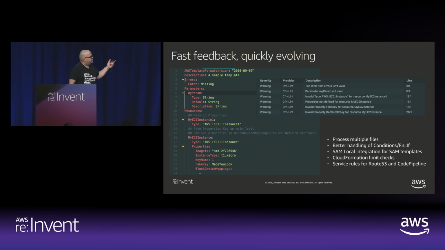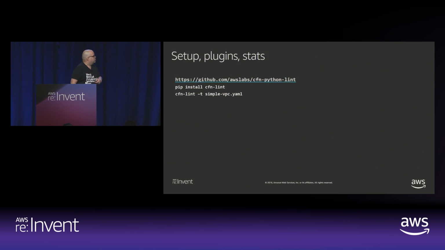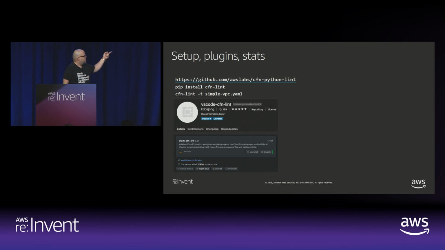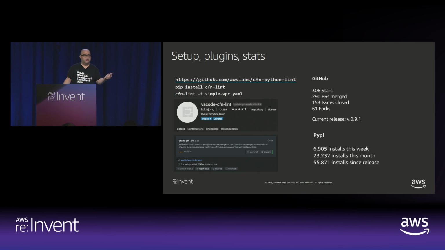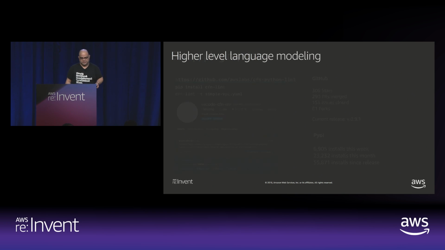It's only been out there now for a few months, but it's iterating fairly quickly. Some of the recent features of the linter include processing multiple files, better handling of conditions, integration with SAM local, and service rules for Route 53 and CodePipeline. That's where you can go get it. Plugins include Visual Studio Code and Atom. There's also plugins for Vim and a handful of other editors. Its current release is 0.9, and since its inception, it's been downloaded already more than 55,000 times.